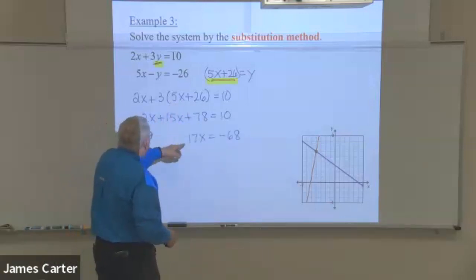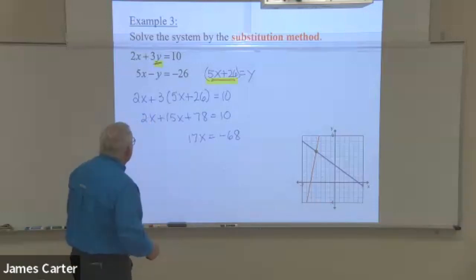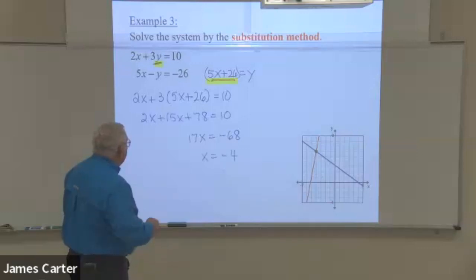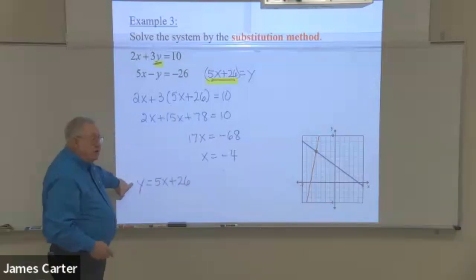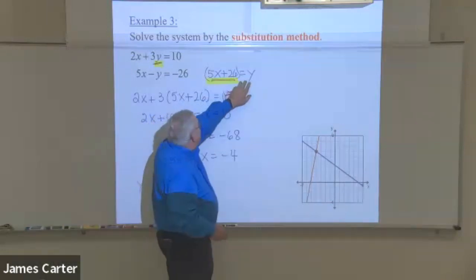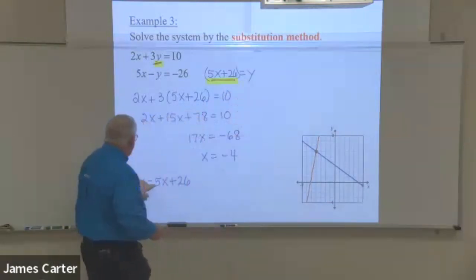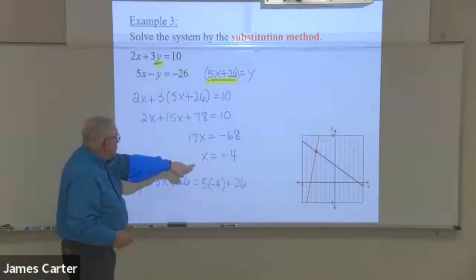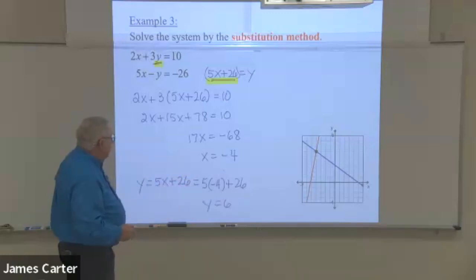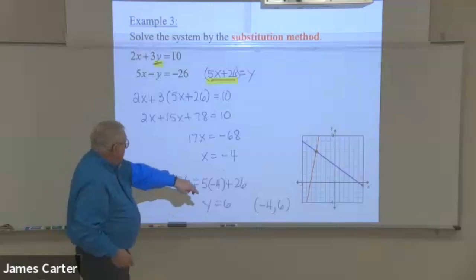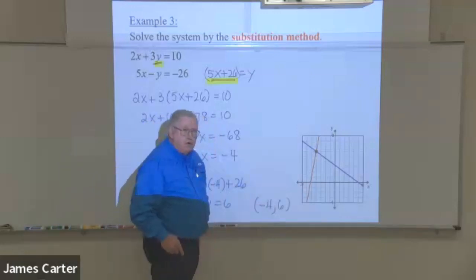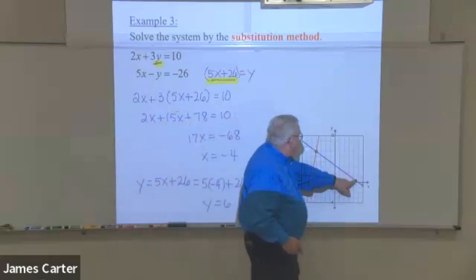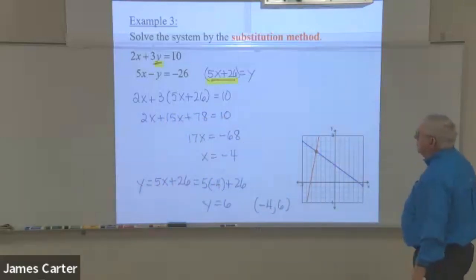And at that point, I combine terms, and I end up with 17x equals negative 68. I divide it, and I get x equals negative 4. Now, the second part of this is just like we've done before, except I use this isolated value because that's the easiest way. So here we have that isolated equation. We do the substitution of x equals negative 4, and we get y equals 6, producing a point of intersection of negative 4, 6. Here are the graphs, respectively, of the two equations that we originally had.